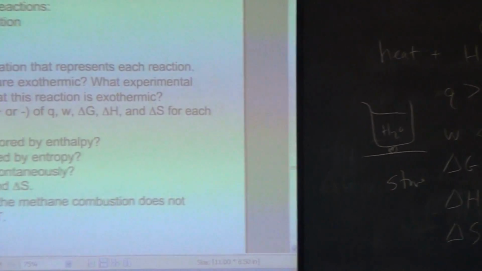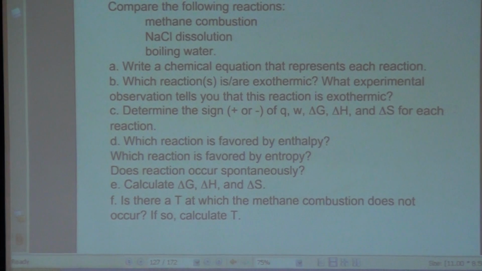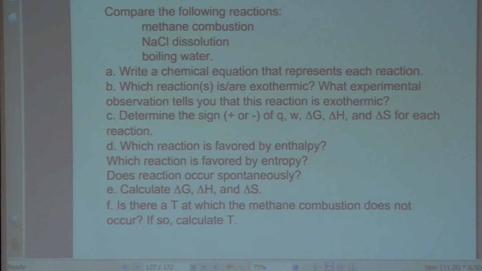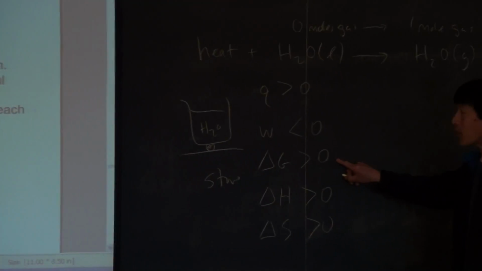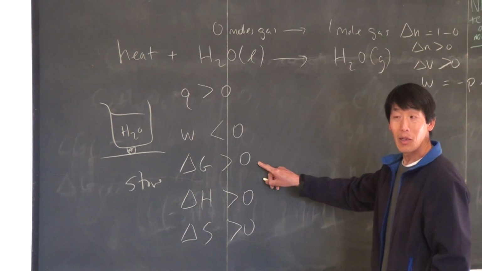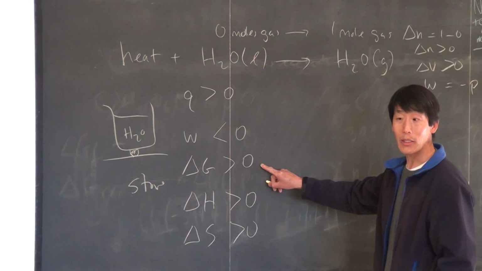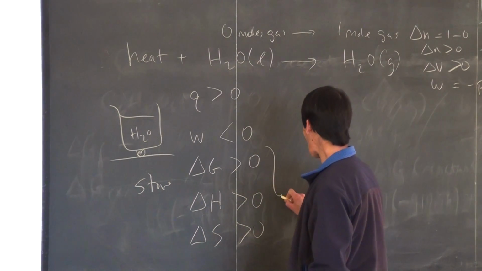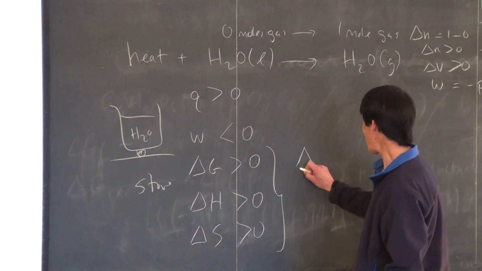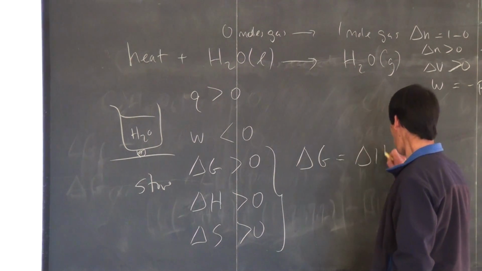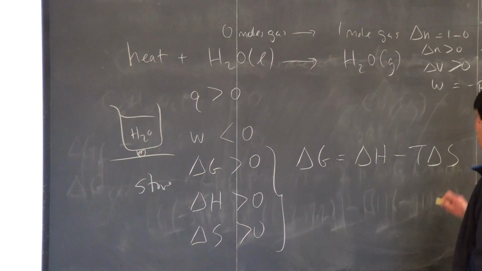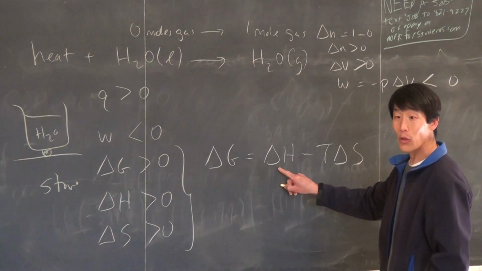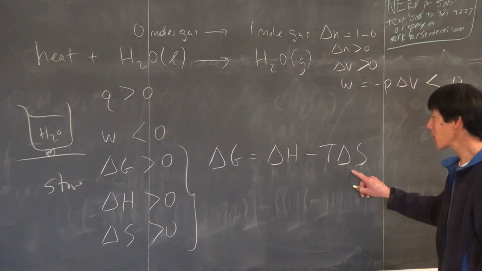this is part F, there's going to be a temperature at which each reaction either occurs or does not occur. We said that this reaction does not occur spontaneously, but there's going to be a temperature at which it does occur spontaneously. So we can calculate the temperature. Based on these three quantities, we can use this equation: delta G is equal to delta H minus T delta S. We need to calculate delta H for this reaction, and we need to calculate delta S.